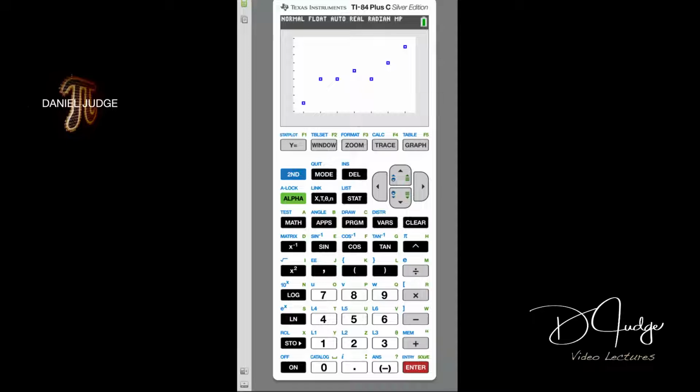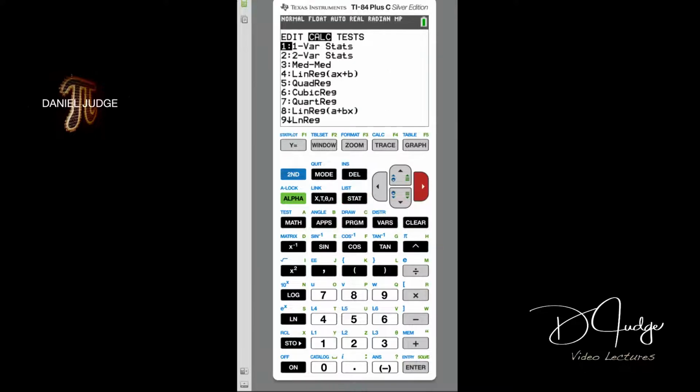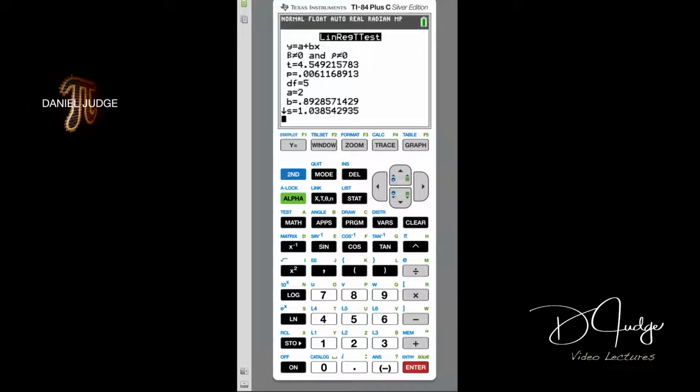It looks pretty good. Now you say, what's the rest of this? Well, you hit Stat, Tests. You scroll down to linear regression t-test. It's a small sample. Hit enter. The x variable is list 1. The y variable is list 2. Frequency is 1. This is a two-tailed test. We're now ready to calculate. So ladies and gentlemen, let's see what these values are. Let's scroll all the way down.